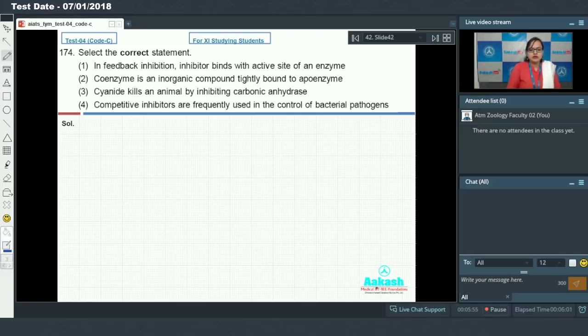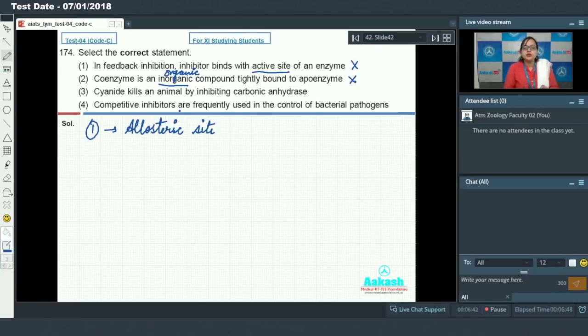Option first, in feedback inhibition, inhibitor bind with active site of an enzyme. This statement is incorrect because in feedback inhibition, the inhibitor binds with the allosteric site, which is completely different from the active site of an enzyme, not with the active site of the enzyme. So statement first is incorrect. Statement 2. Coenzyme is an inorganic compound tightly bound to apoenzyme. This statement is also incorrect because coenzyme is an organic compound and its association with apoenzyme is for a short period, usually during the catalysis of reaction. So this cannot be our answer.